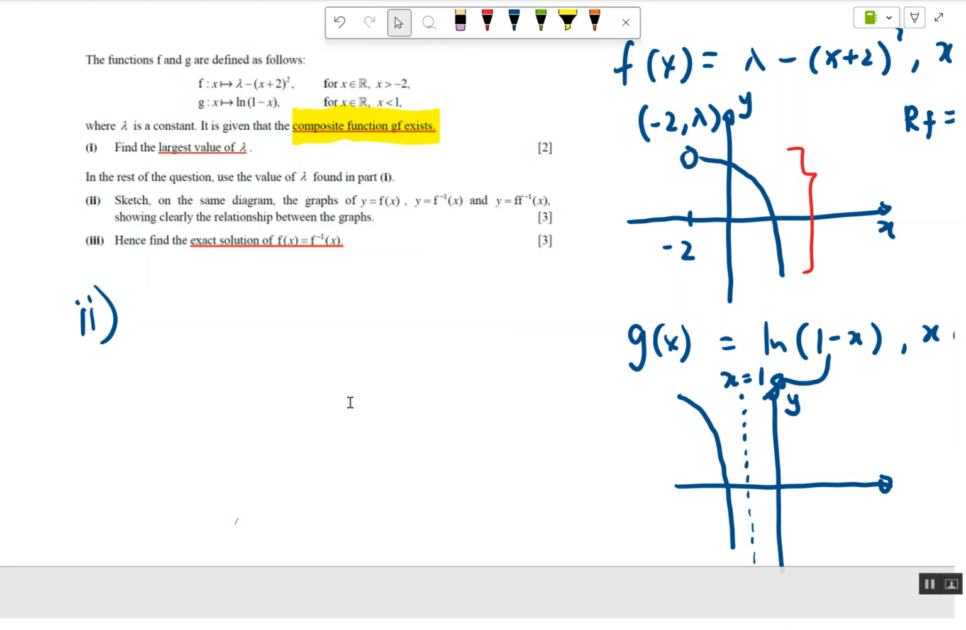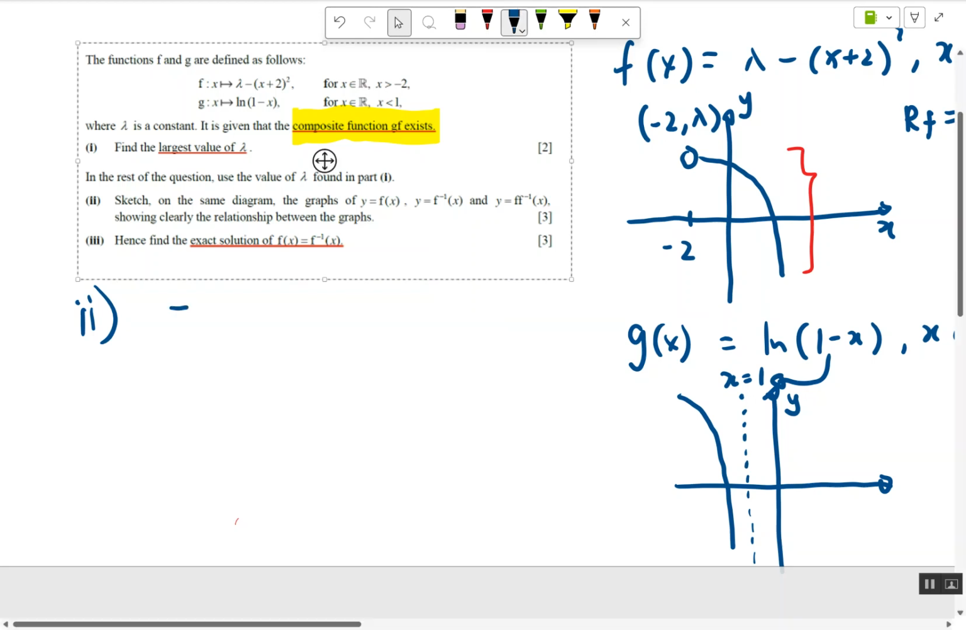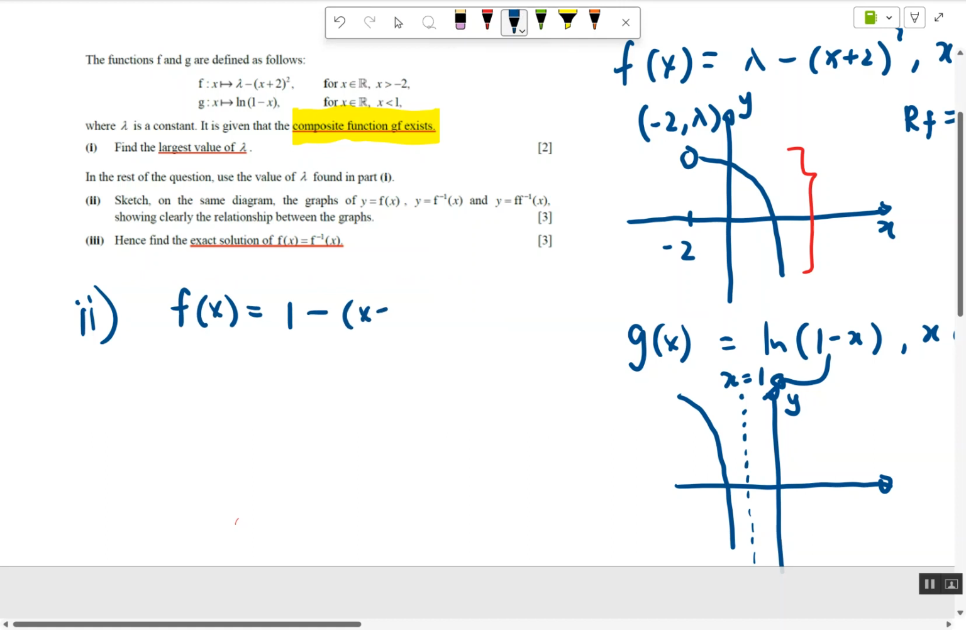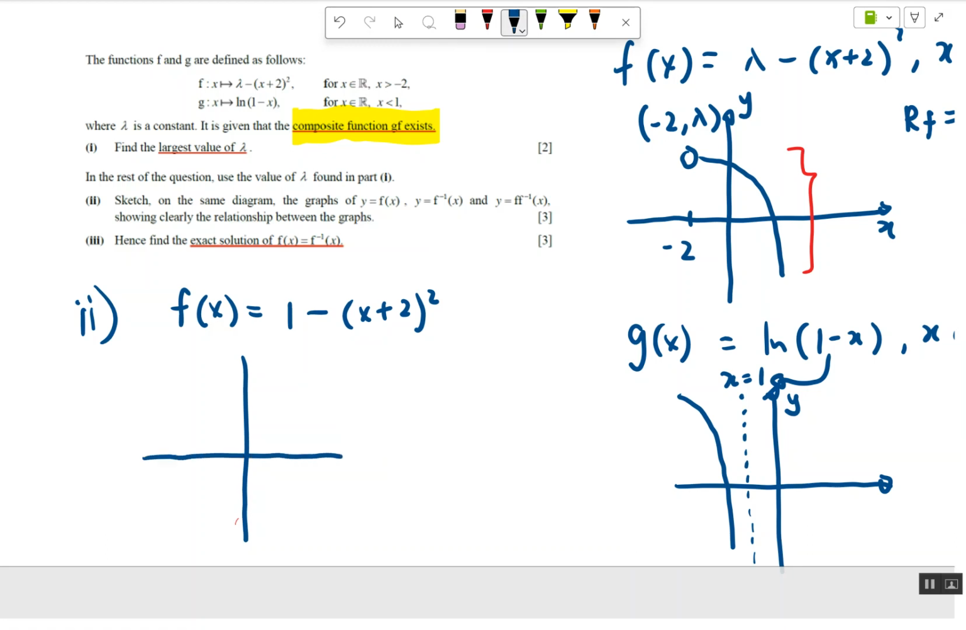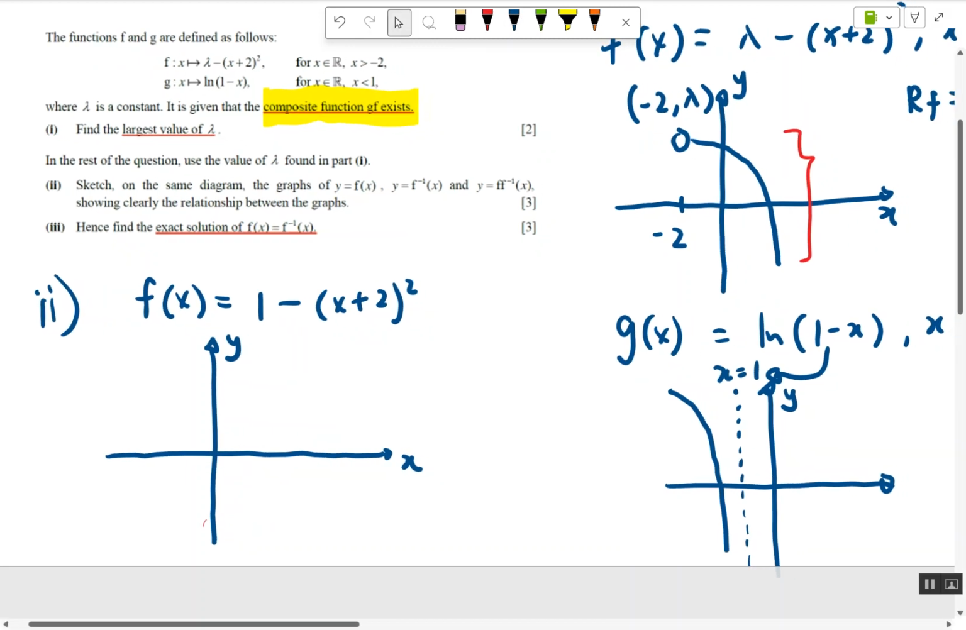Now that I have found my first part that lambda is equal to 1, I'm going to write f(x) = 1 - (x + 2)^2. I don't have to find the inverse because you must know that the inverse is a reflection on the line y = x. If you do not know, please refer to the previous videos to understand why.